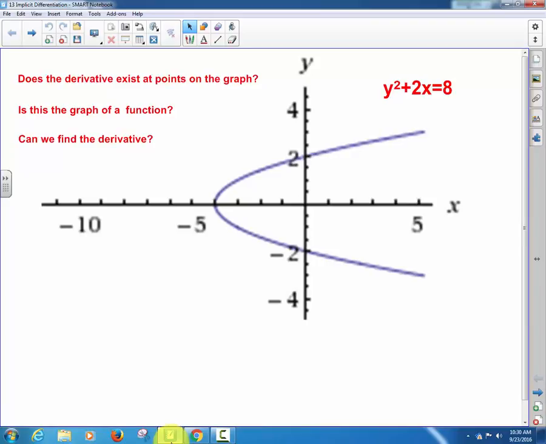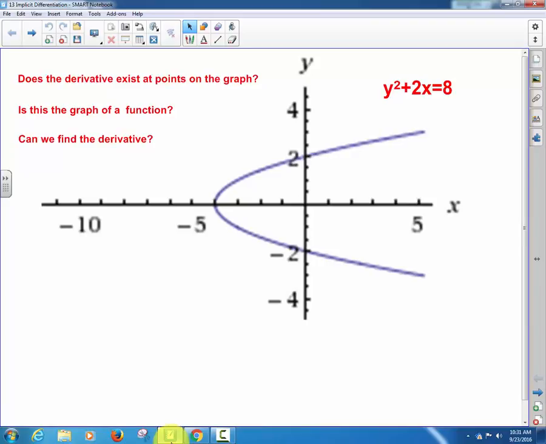Now, the derivative and the slope, they represent the rate of change of something. So they represent how fast something is changing. So the steeper the slope, the faster something is changing. The lower the slope, the slower something is changing.